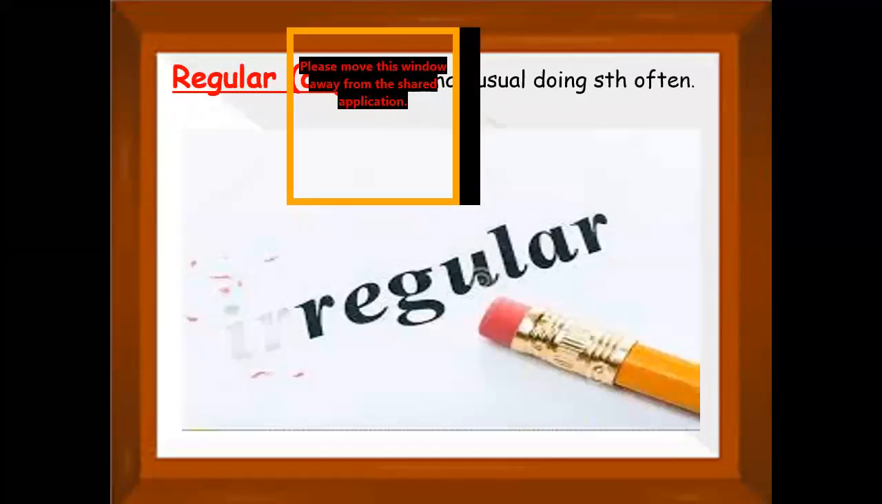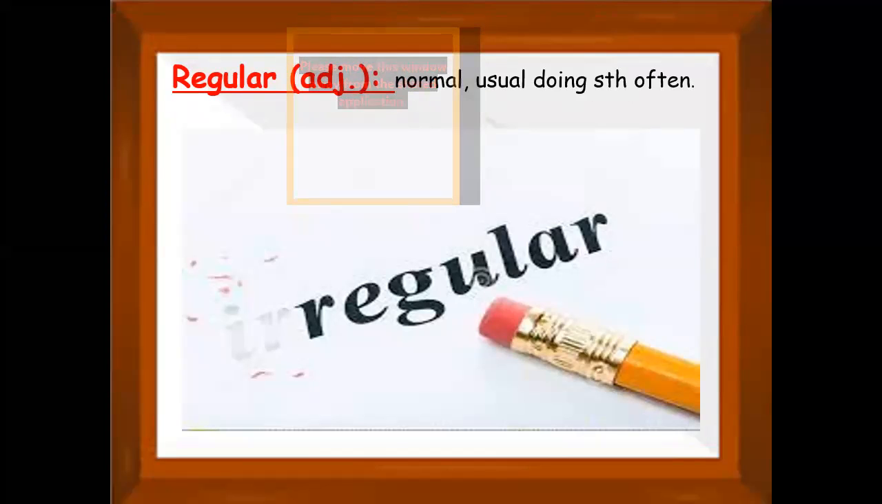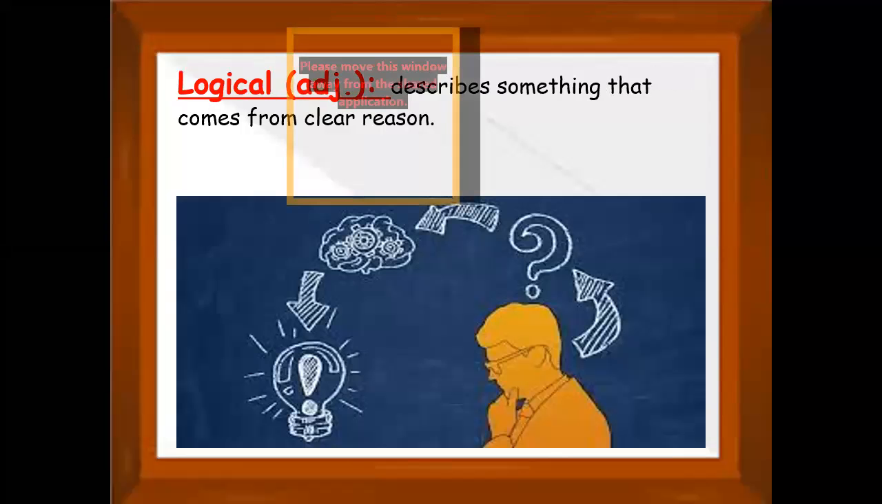Then we have the word regular. Regular means something that we do often, or something that is usually done. Normal or usual or something often. Regular, an ordinary thing. Logical, it's an adjective also. It describes something that comes from clear reason. Logical, you can accept it.